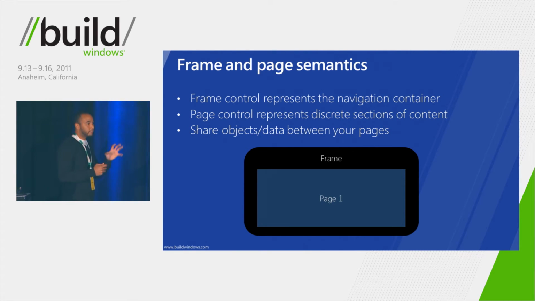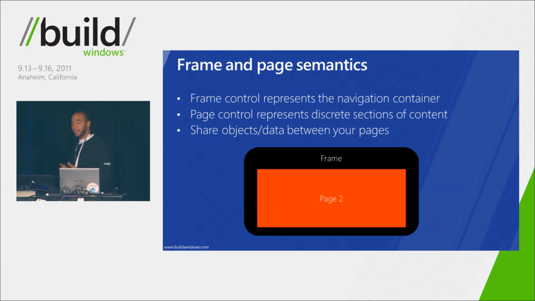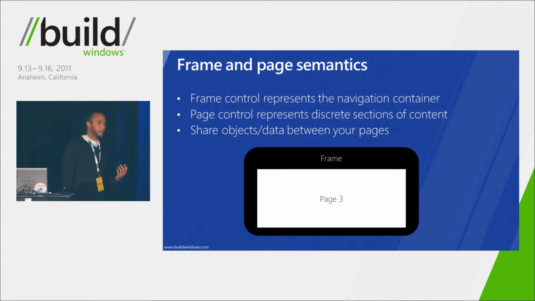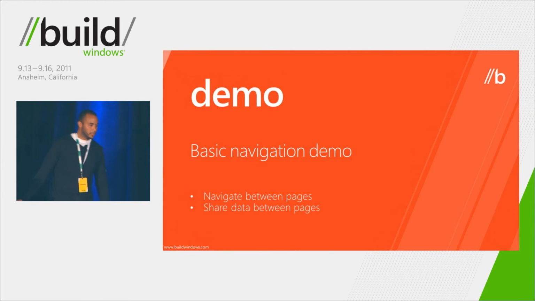The idea is pages represent this discrete set of content, right? Pages are static content or dynamic, but they can switch and never have to know about each other. Or you can actually pass data between them. So I can have a frame holding page 1, I can navigate quickly to page 2, and quickly to page 3. And the idea is they take up the same amount of space on screen, they just display different content. So let's actually show this now.